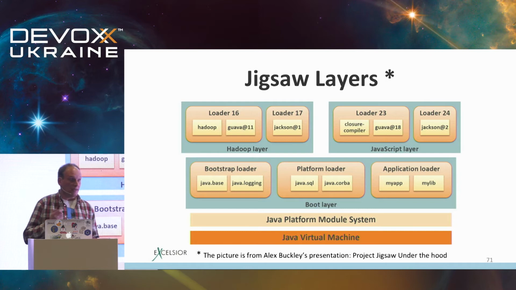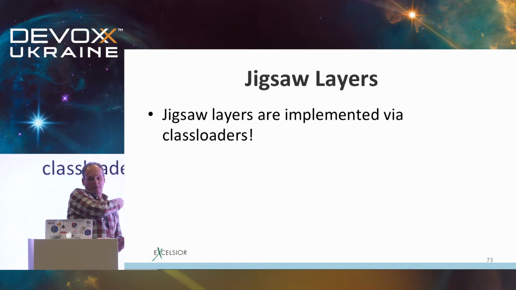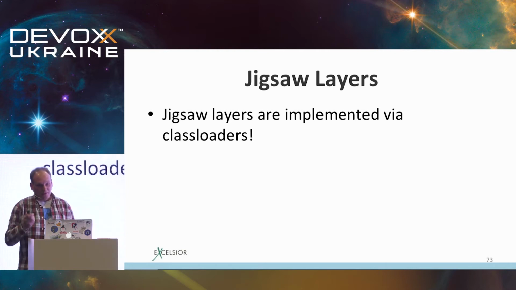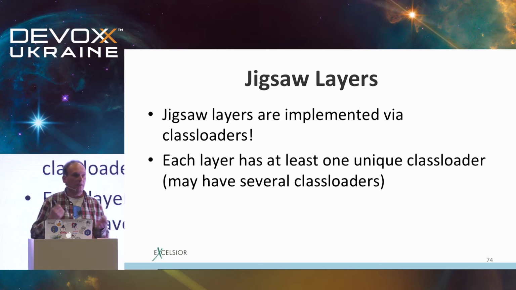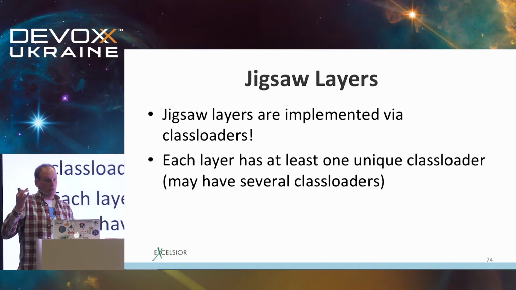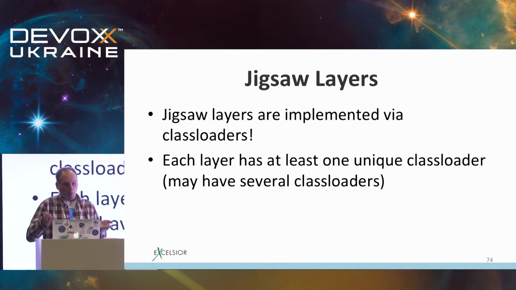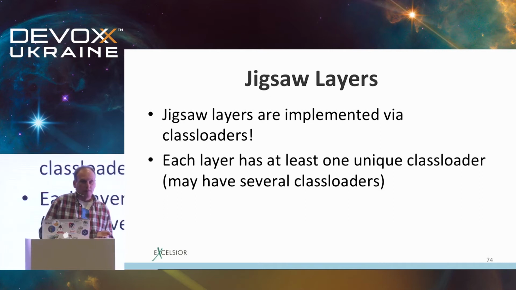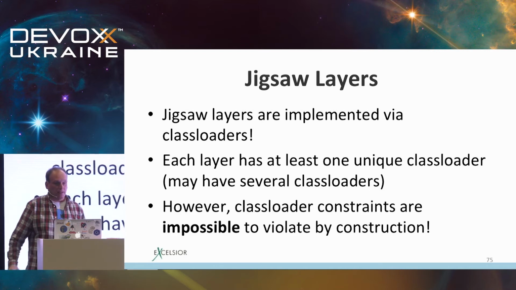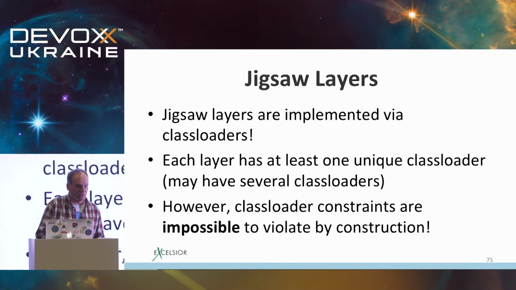How are layers implemented from the inside? And of course, they are implemented via class loaders. So each layer has at least one unique class loader, and may have several, like the boot layer. And now you can exclaim, wait, so what about class loader constraints? Won't we have exactly the same problems that we could have with versions? And actually not. Because class loader constraints are impossible to violate by construction of Jigsaw layers.